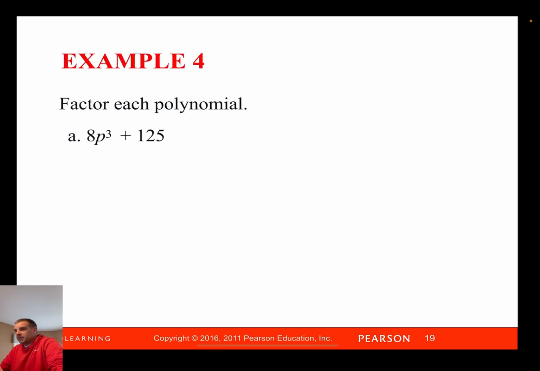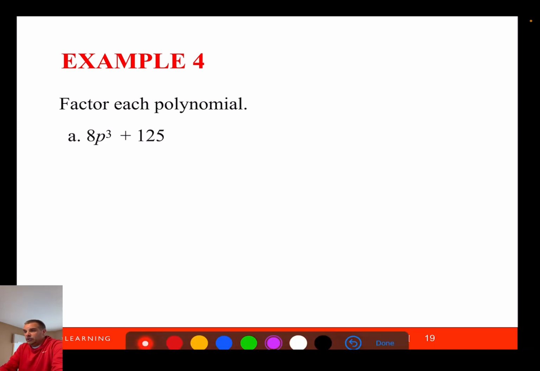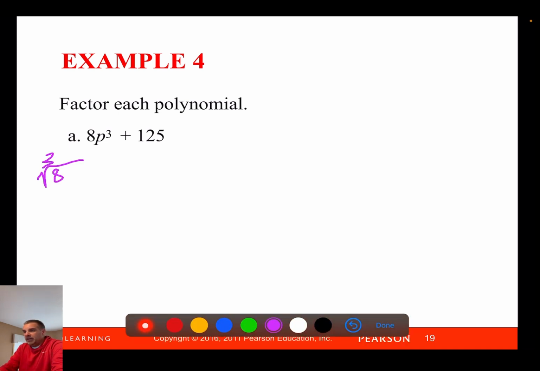Okay? So if we're going to factor this polynomial, 8p cubed plus 125, we're going to do this the exact same way that we did the last problems. Okay? 8 is a perfect cube. 125 is a perfect cube. So we're going to take the cubed root of 8p cubed. The cubed root of 8 is 2, so that's 2p. The cubed root of 125 is 5. So it's a plus sign here. So that means I'm going to go 2p plus 5.